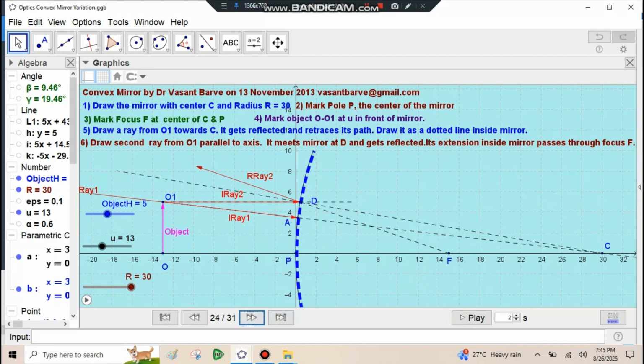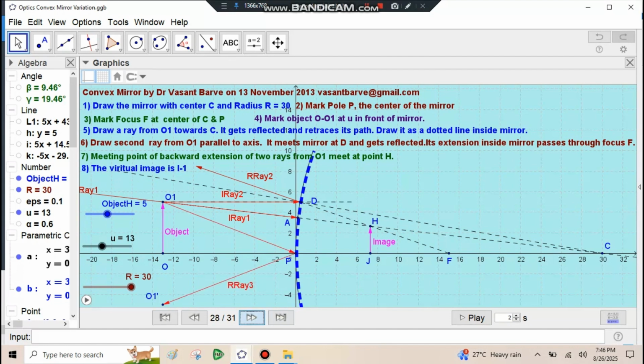And when we extend these two rays, that is this ray backwards, this ray backwards, they will meet here and form the image. We'll take the meeting point. Okay. This is the image. Now this image is virtual because it is obtained by extending rays in the backward direction.